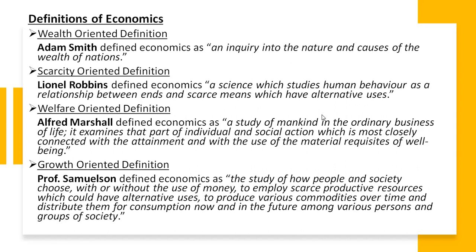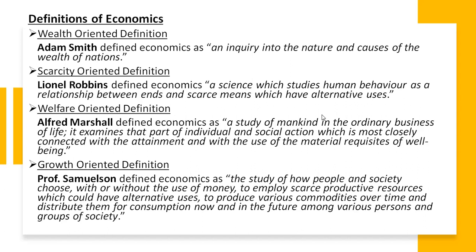Okay. Now let us move on to the scarcity oriented definition. After the wealth oriented definition was given by Adam Smith, then came Lionel Robbins. Now, Lionel Robbins said, what about scarcity? Because we are talking about the satisfaction of human wants. We are talking about the relationship between the various ends and the scarce means. We are actually talking about the usage of those commodities and the scarce means, or you can say the resources. So what about human behavior? What about scarcity? And what about the alternate uses?